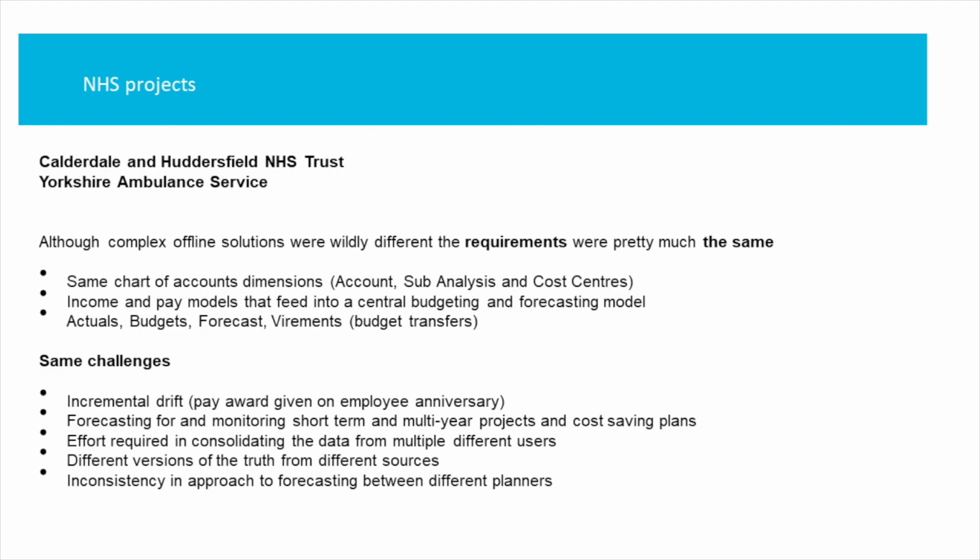And they all looked at their actuals, budget, forecast, and what's different in public sector to most other private organizations is a thing called virements, which is budget transfers. So they're moving money about, the budget allocation that each department's got, they move that about, and they need to keep an audit log of that.